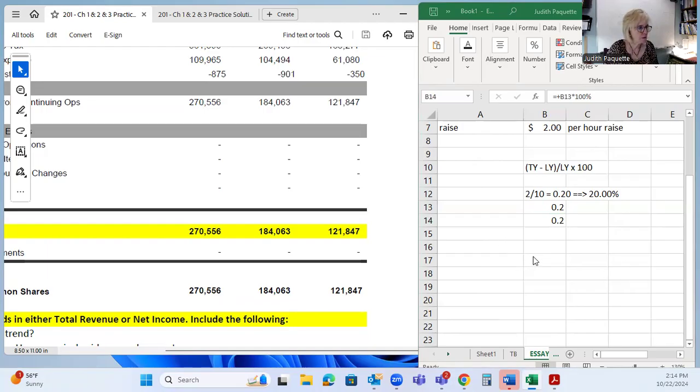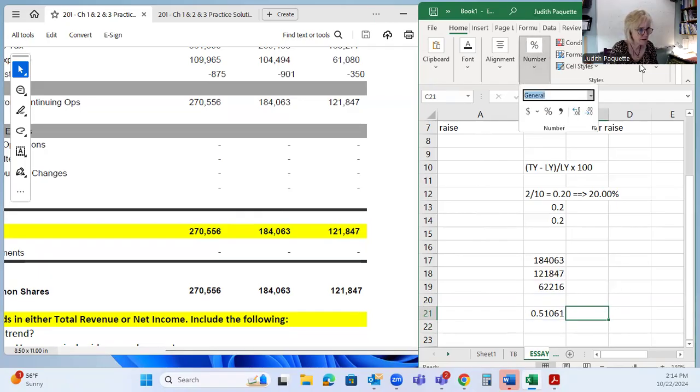So Shani, you take this year, the current year, 184,063 minus last year. And the dollar difference is 62,216. Then you'd take the 62,216 and divide it by last year. You get a great big long decimal. And then you say, I want to do this. That's good. That's what I want.